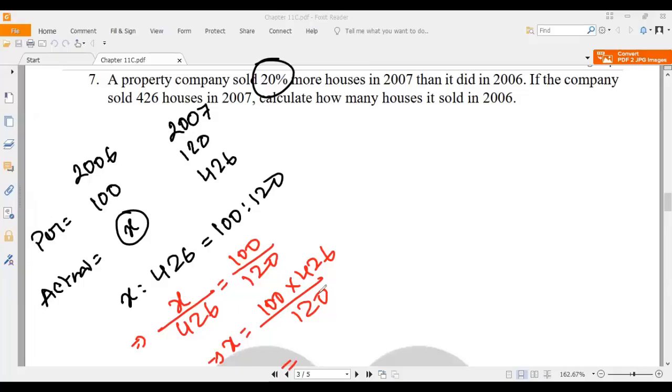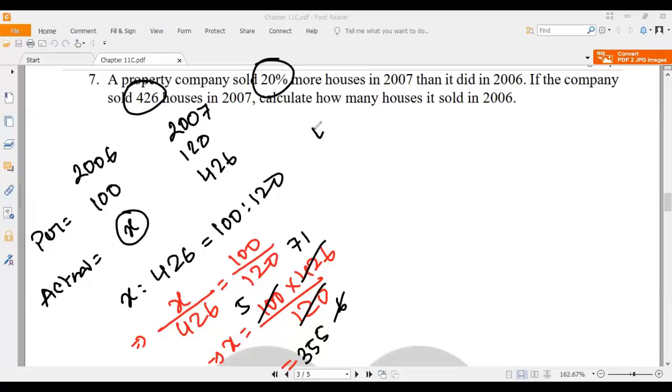So here we can easily divide both by 20, then 5 and 6. 6, 7, 42, 6 on 6. Now what will be the final answer? 5 1 5, 5 7 35. So 355 houses were sold in 2006. Very simple.